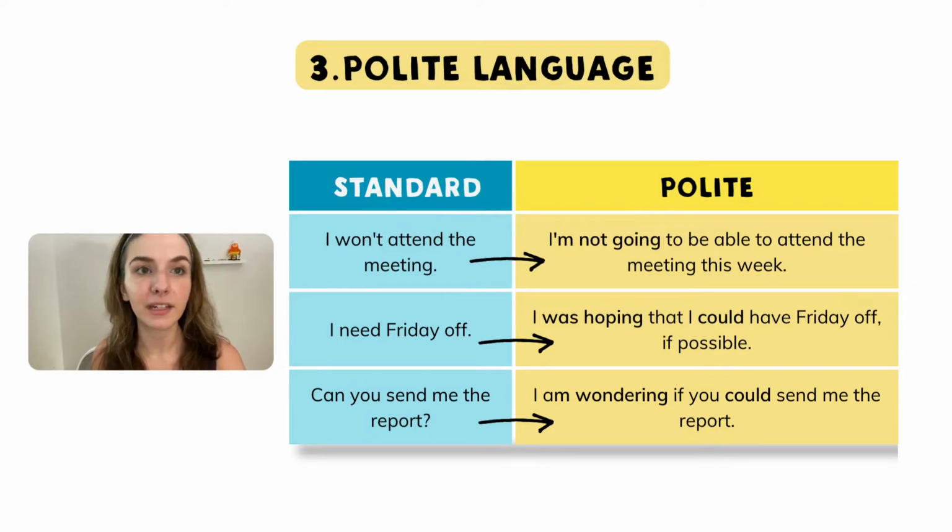And then lastly, if you're asking a question, for example, "Can you send me the report?" instead of saying that, you might simply say, "Could you send me the report?" Or, "I'm wondering if you could send me the report." Usually a progressive or a modal is sufficient, but in the case of mixing them together and using two, it sounds even more polite if you're able to combine those ideas.